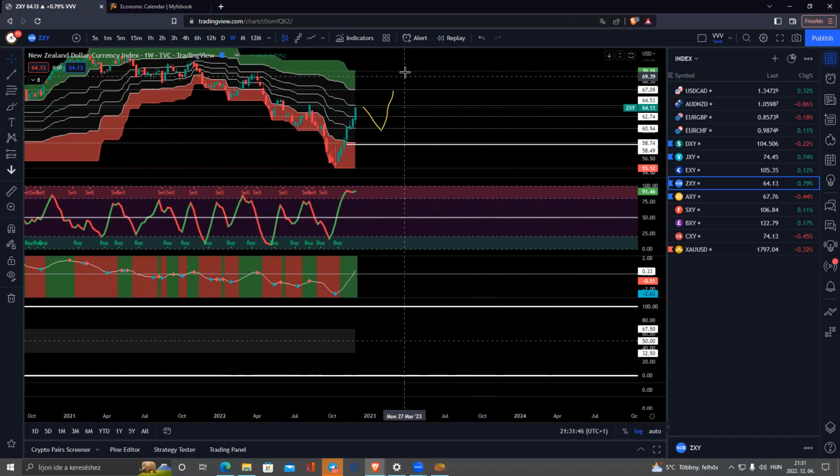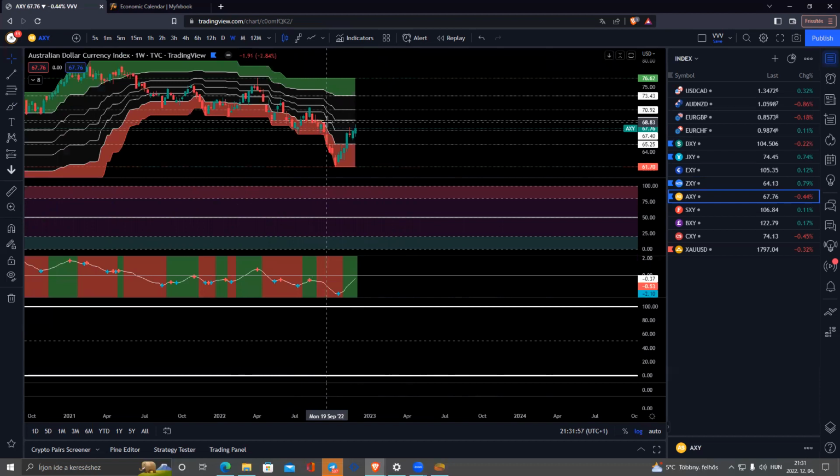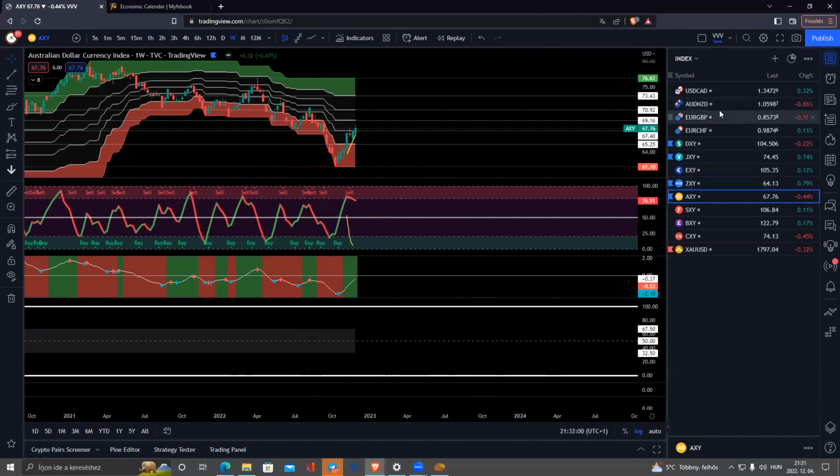Let's make some place for the next movement. The AXY also a bit stronger, but you see the NZD dominating above the Australian dollar. Here is also divergence. So, which means the Australian dollar has some effect on the New Zealand dollar. Okay.